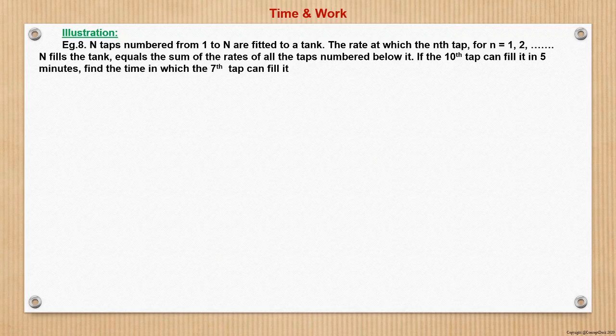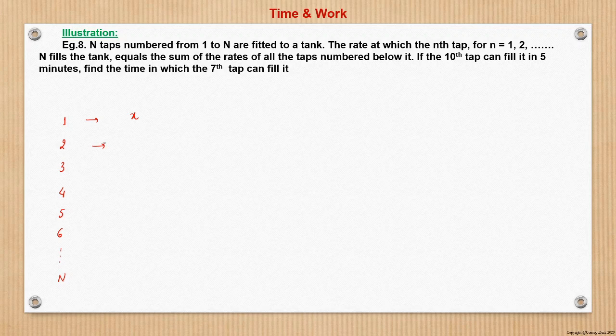N taps numbered from 1 to n are fitted to a tank. The rate at which the nth tap can fill the tank equals the sum of the rates of all the taps numbered below it, same as what we had done in the previous problem. So here it is given that taps 1, 2, 3, 4, 5, 6, up to n. So first tap, let us assume it fills at x.